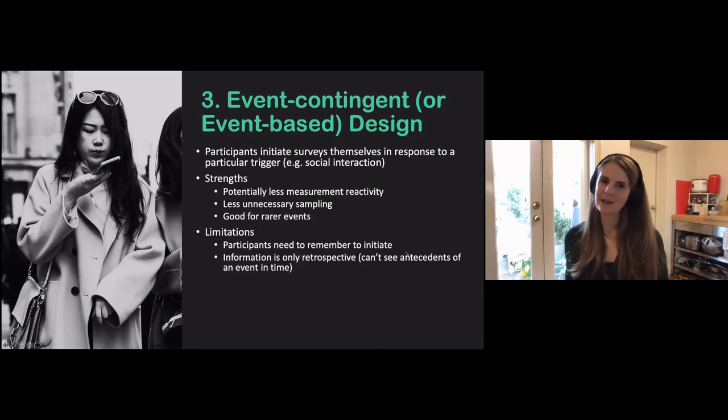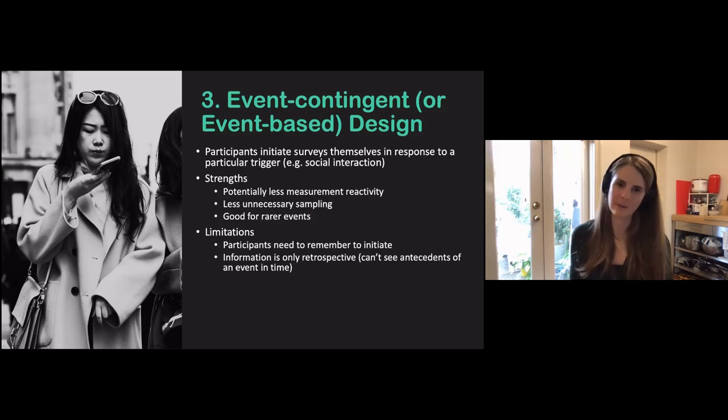The other issue is that your information is only retrospective. If you're interested in what predicts a conflict with your partner, and you didn't assess before the conflict, you can't see that feeling stressed in the morning predicts conflict with the partner in the evening. So you need to give some thought to maybe combining your event contingent protocol with one of the other types to capture that.